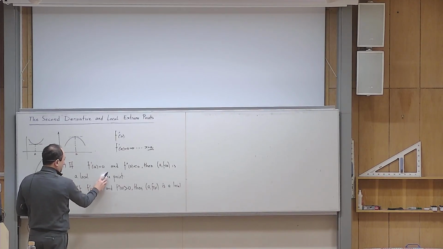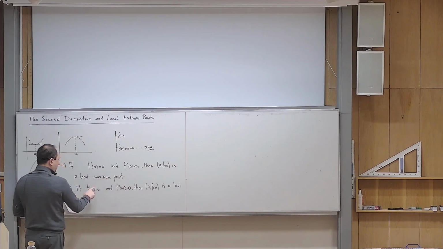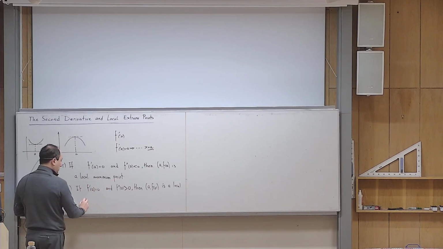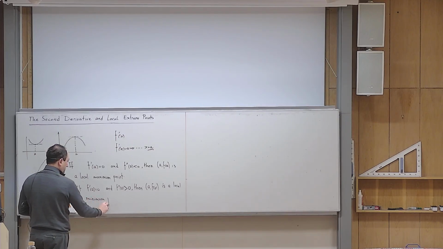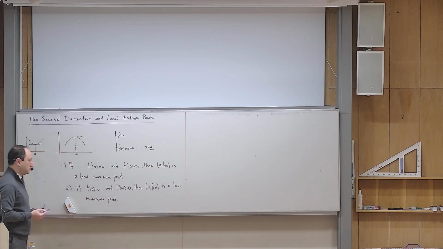Sorry, this is wrong. If f prime of a is 0 and f double prime of a is negative, then a and f of a is a local maximum point. And if f prime of a is 0 and f double prime of a is positive, then a and f of a is a local minimum point. So that is actually today's lesson, and that is not hard.